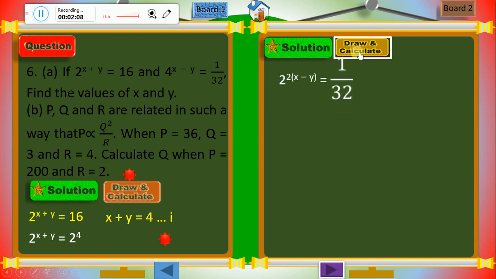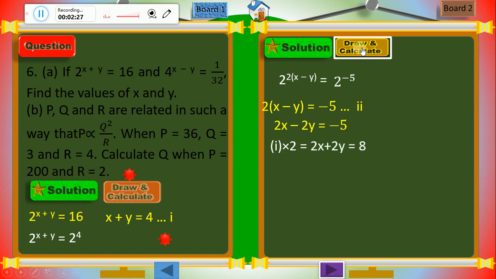For the second equation, change 1 over 32 to base 2. That gives us 2 raised to the power minus 5, leading to the second equation. Then we are going to solve these two equations now.